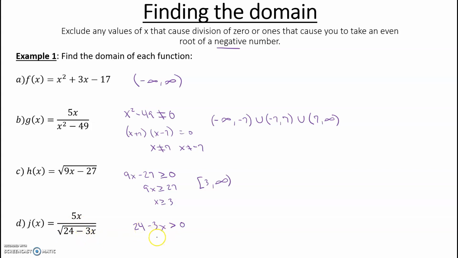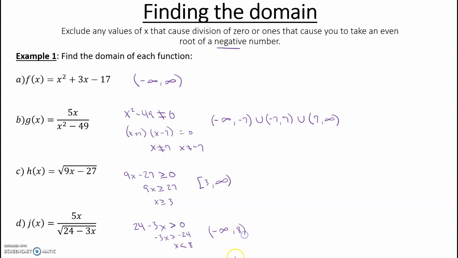So we're going to subtract 24. So we got negative 3x is greater than negative 24. And then we're going to divide by negative 3. Remember, when you divide by a negative, it flips that sign. So we've got x is less than 8. So we want everything less than 8. So we want negative infinity, right, all the way up to 8.